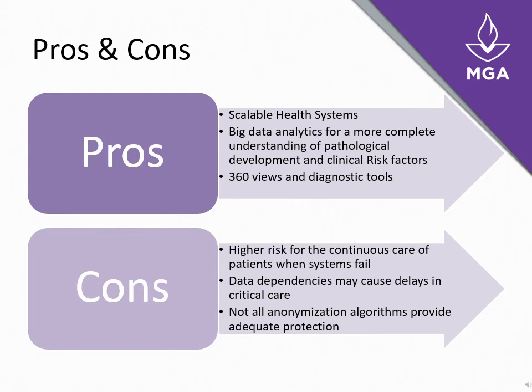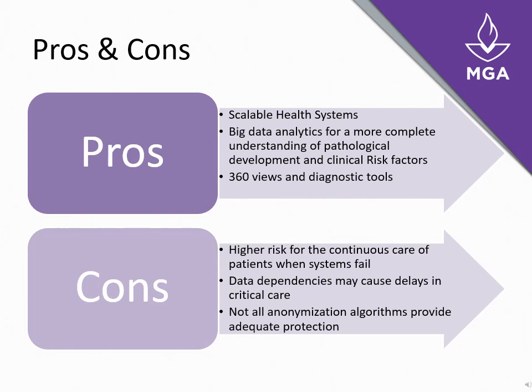Data dependencies can cause delays in critical care. If I'm using too much of one resource in one area, then I may not have that resource to deliver critical information for critical care cases, or I may be missing major pieces of the data because of data privacy acts and data encryption. The algorithm may not have correctly identified something and may cause some kind of a delay in a critical care situation.